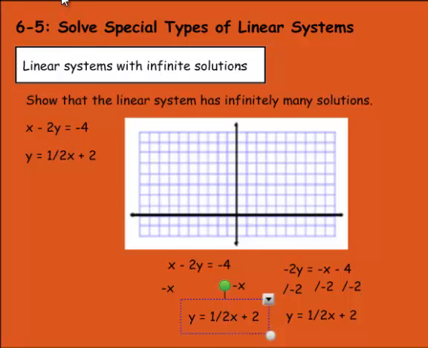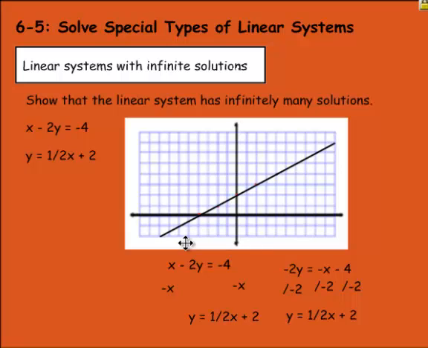So now let's plot them. Y equals 1/2 x plus 2, slope-intercept at 2. Rise over run is 1 over 2, so run of 2, rise of 1, 2, 1, going backwards now. Then we could plot our line. So I only need to plot this once because the lines are exactly the same. They're right on top of each other.